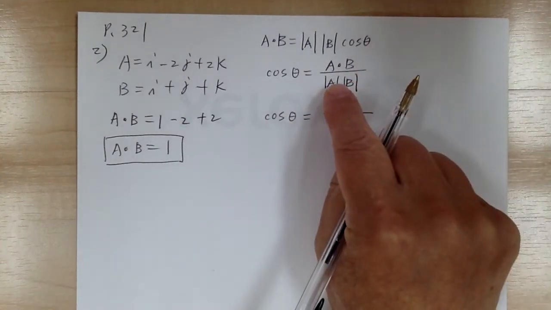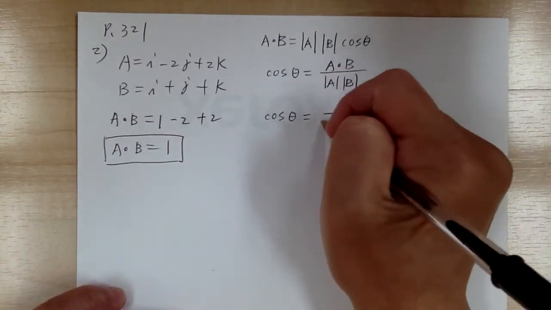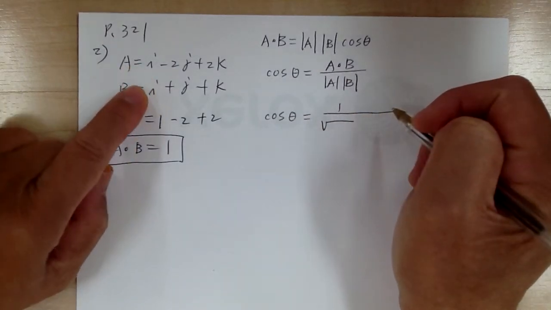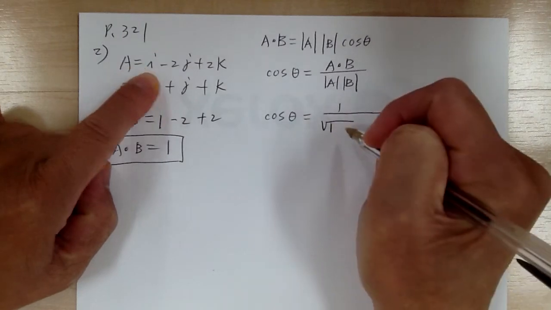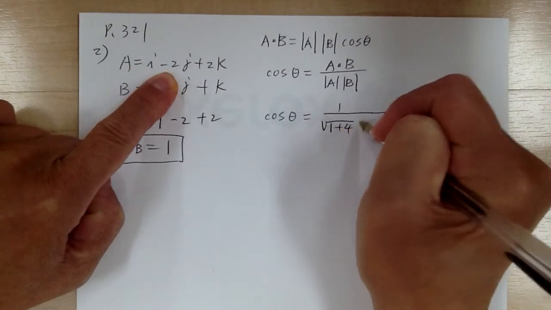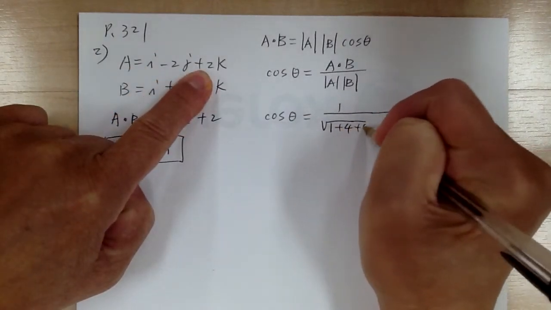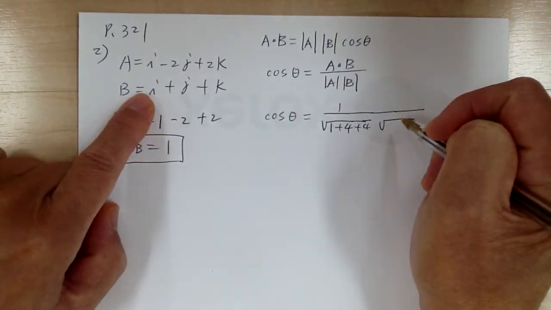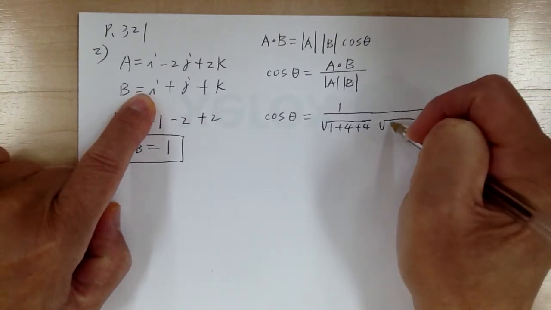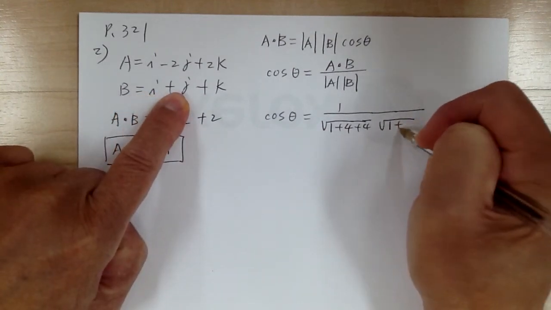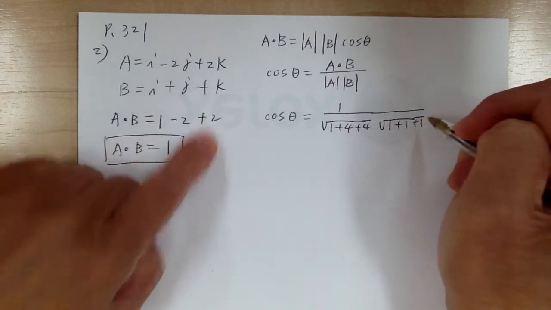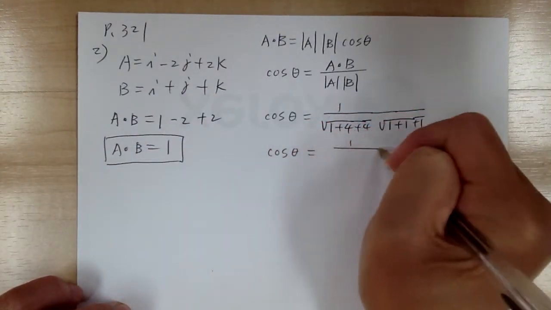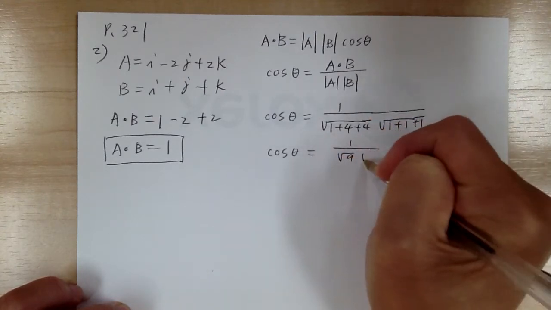Now to find the magnitude or the length of A, you just look at A and use your Pythagorean theorem. So 1 squared is 1, negative 2 squared is 4, 2 squared is 4. Okay, so that's the magnitude of A. Now to do the B, you do the same thing. 1 squared gives you 1, 1 squared gives you 1, 1 squared gives you 1. Okay, so cosine theta is equal to 1 over square root of 9 times square root of 3.